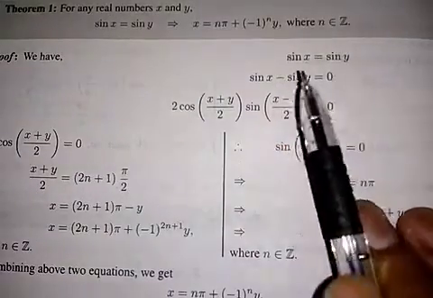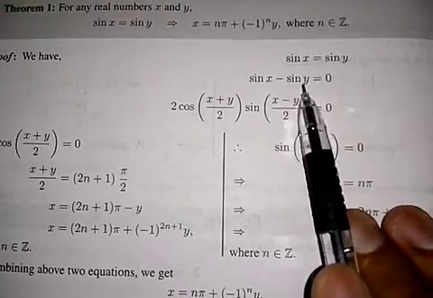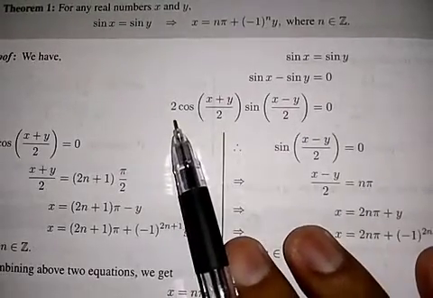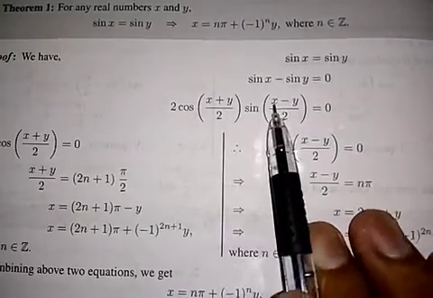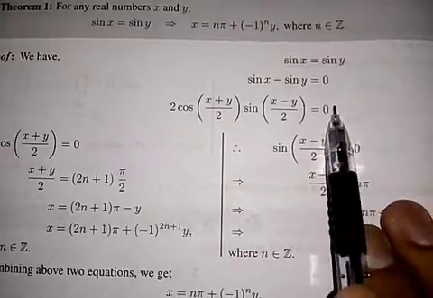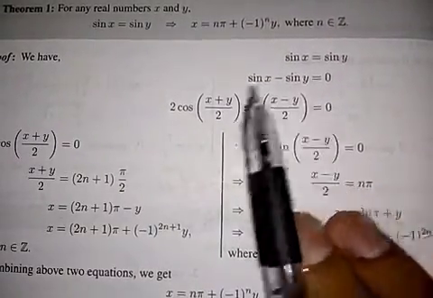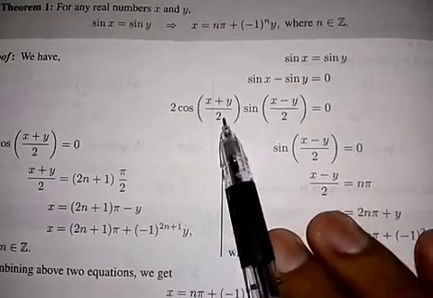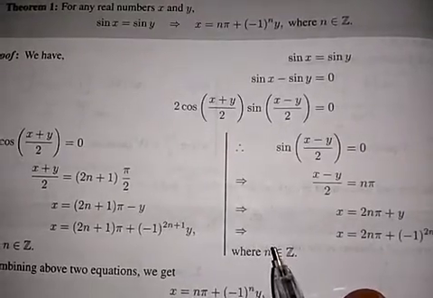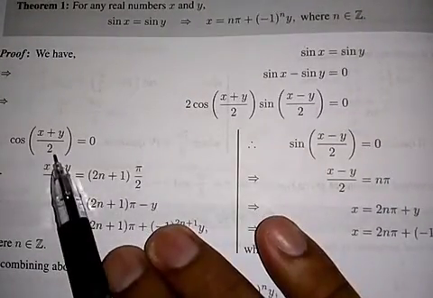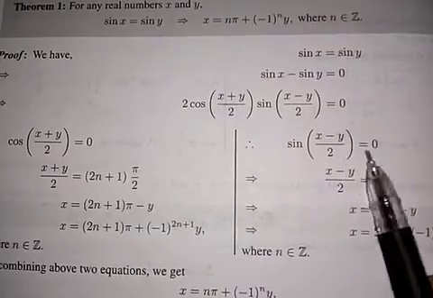So we can write here sin x equal to sin y. We can make equation in the form of sin x minus sin y equal to 0. Applying identity, 2 cos x plus y by 2 into sin x minus y by 2 equal to 0, because we know that the identity sin x minus sin y equal to 2 cos x plus y by 2 sin x minus y by 2 equal to 0. We have two factors. First is cos x plus y by 2 equal to 0. Second is sin x minus y by 2 equal to 0.